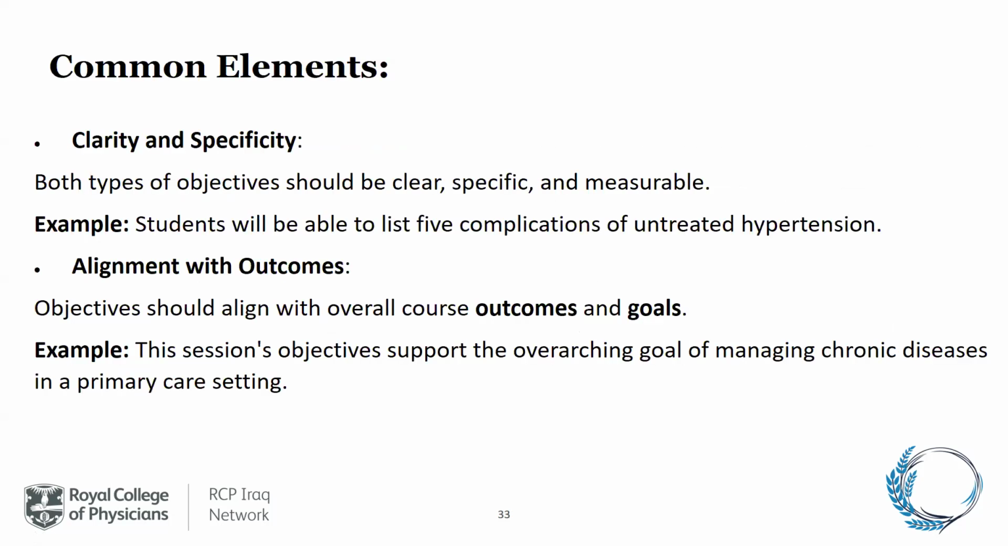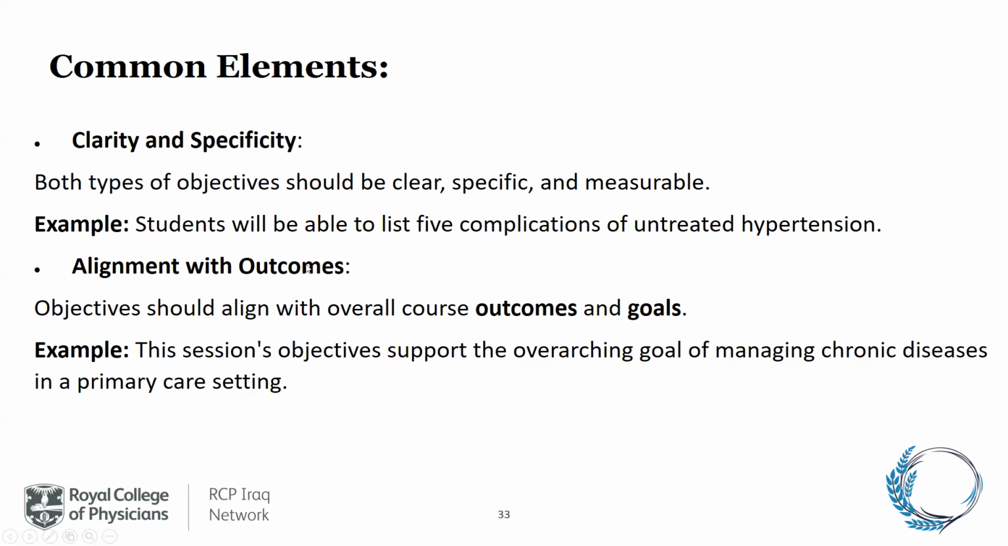What is in common? These are the differences, but what is in common? What Professor Basim said: they should be clear, they should be specific. Very important. Example, student will be able to list 5 complications of untreated hypertension. So they are clear, they are measurable, and they are specific. Both of them should have these SMART criteria.